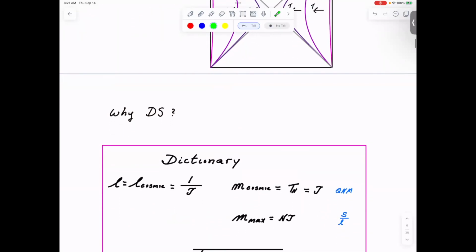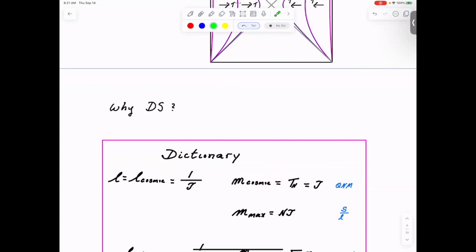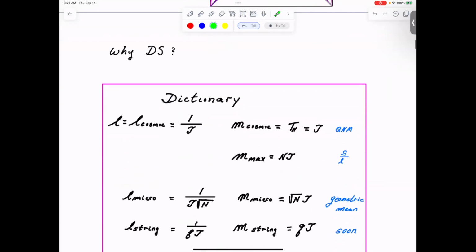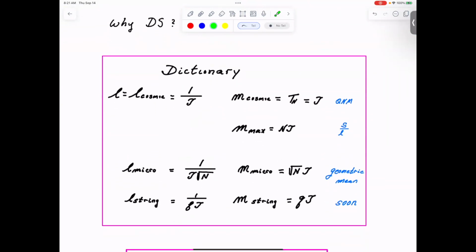But why DS? Why the double-scaled limit? Some people thought that I just got obsessed with the double-scaled limit because I like the sound of the term double-scaled. No, there's a serious reason, and I'm going to tell it to you now. In order to explain it, let me explain some of the dictionary between SYK, the double-scaled SYK, and JT.